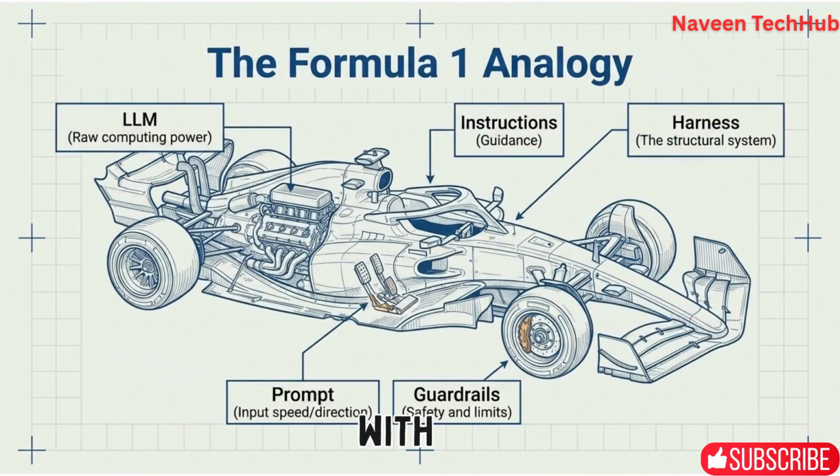Let's understand this with a simple Formula One analogy. The LLM is like the engine, powerful but directionless. The prompt is the accelerator. It makes it go faster. But without steering and brakes, the car will crash. Harness engineering builds the entire car, not just the speed.